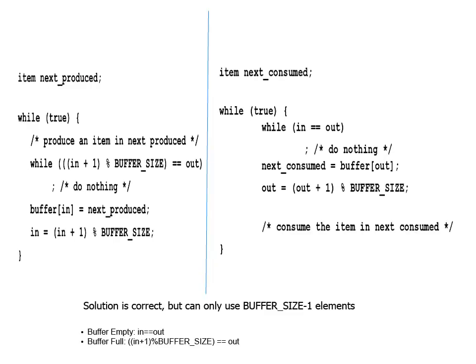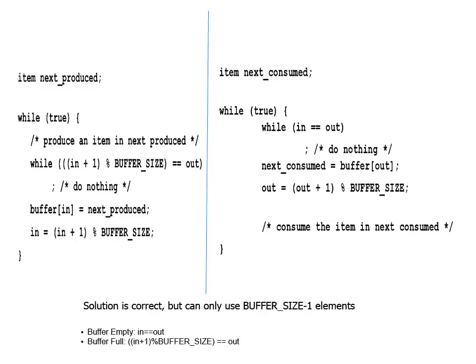The code for the producer process is shown on the left, and the code for the consumer process is shown on the right. The producer process has a local variable, next_produced, in which the new item to be produced is stored. The consumer process has a local variable, next_consumed, in which the item to be consumed is stored. Let's take a look at the producer process.